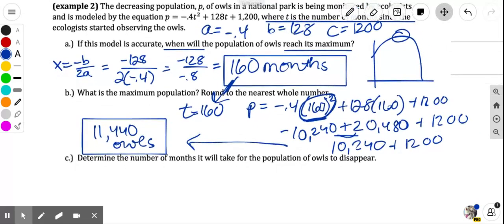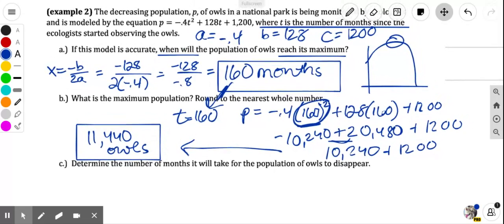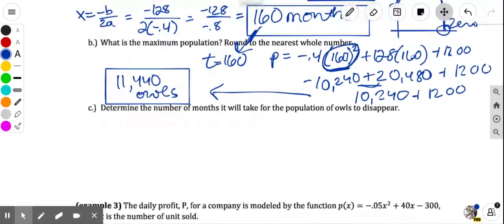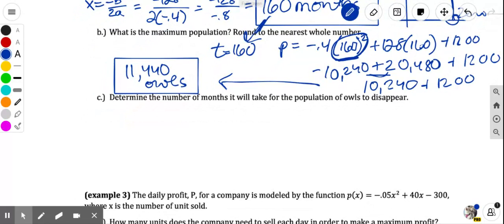And then the last question, determine the number of months it will take for the population of owls to disappear. So think about the number of owls starts here, it increases to its maximum after 160 months, and then it decreases all the way till 0. So this is where it would decrease to 0, and the number of owls would disappear. So you have to solve it. This is a 0. Remember, to find the zeros, you do the quadratic formula. So I'm going to rewrite my A, B, and C down here so we have it. So A is negative 0.4, B is 128, C is 1200.